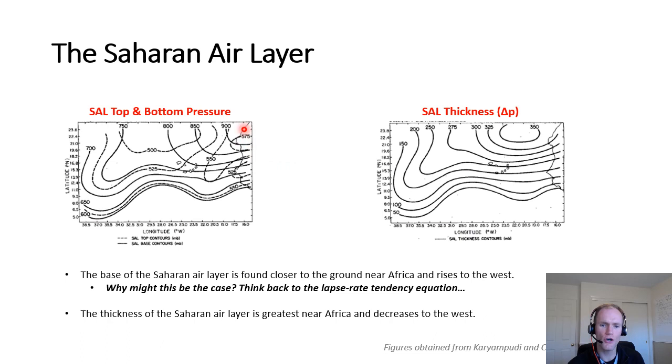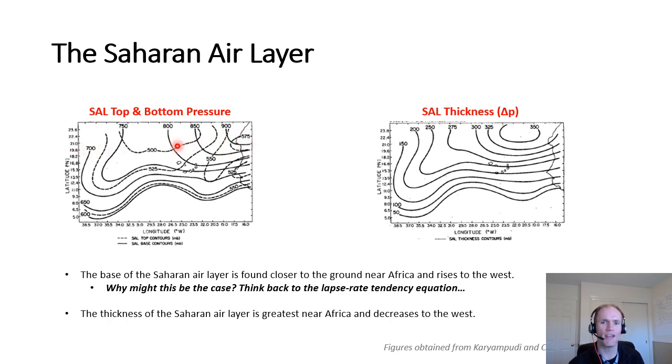So in general, as you go from the coast of Africa, which is here on the far right side of the diagram, to the west, the bottom of the Saharan air layer becomes found at a higher and higher altitude. Whereas for the top of the Saharan air layer, which is the dashed contours that we see here, we have 575, 550, 525, and 500. So too does the top of the Saharan air layer become found at a higher altitude.